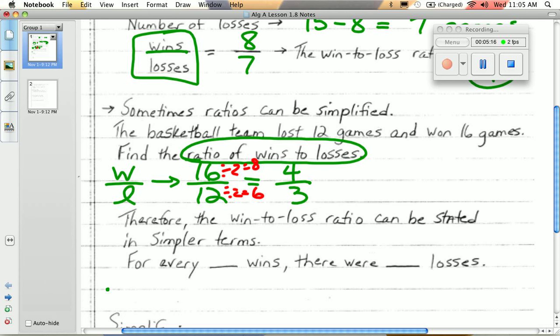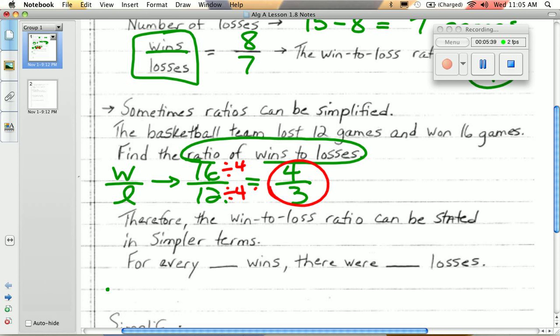So in reality, we can go right to dividing by 4. They're both multiples of 4. I didn't do a very good job with my division sign there. So we can divide by 4 right away, and we see that we get it simplified to 4/3. So the wins to loss ratio is 4 to 3.